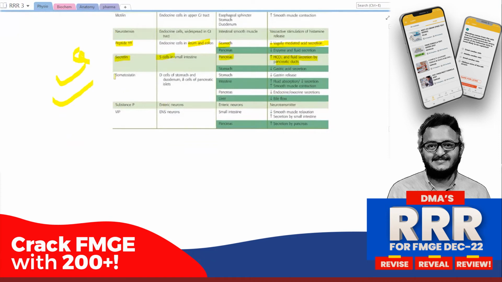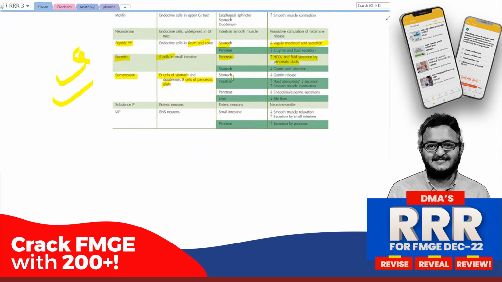All right. Then somatostatin. Somatostatin is secreted by D cells of the duodenum and delta cells of the pancreas. This has been a question. In that, they had given S cell as an option. So please remember, S is for S, something like that will not help over here.